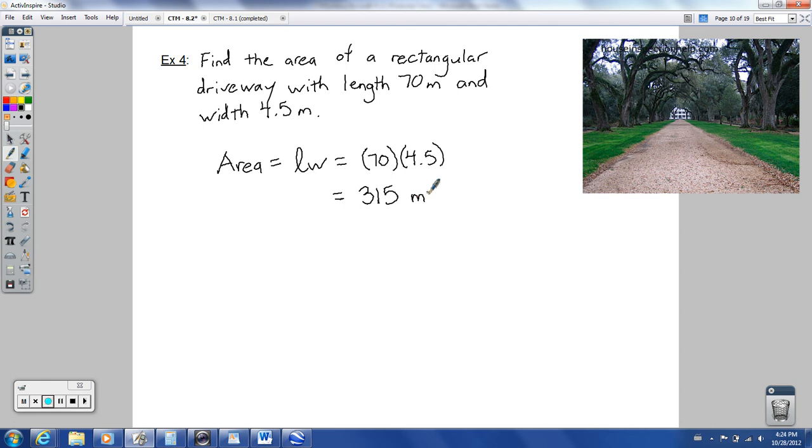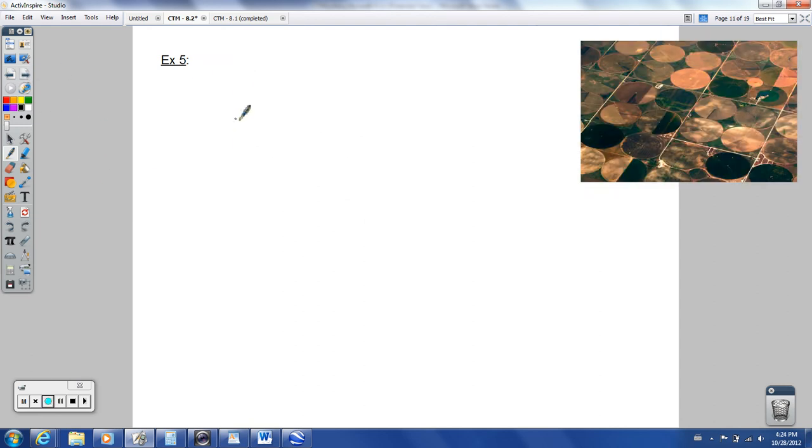This would be in meters, not just meters, but we just multiplied meters times meters. 70 meters times 4.5 meters, therefore it's meters squared. It's an area, always in units squared. Okay, so that's a pretty easy example, I hope.